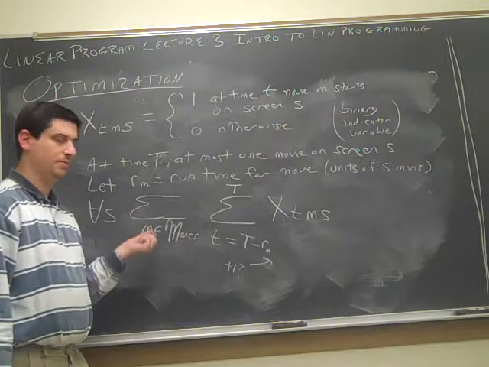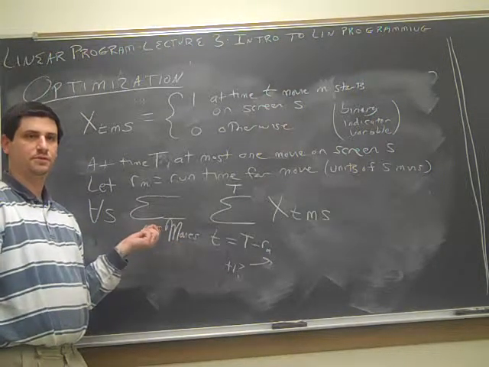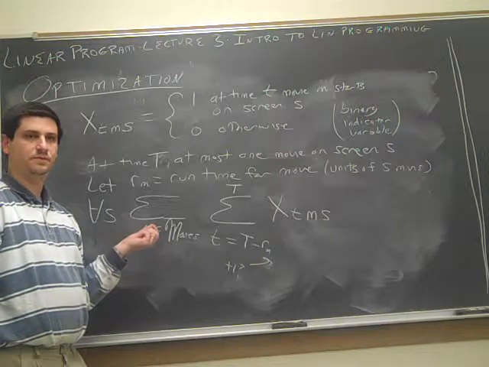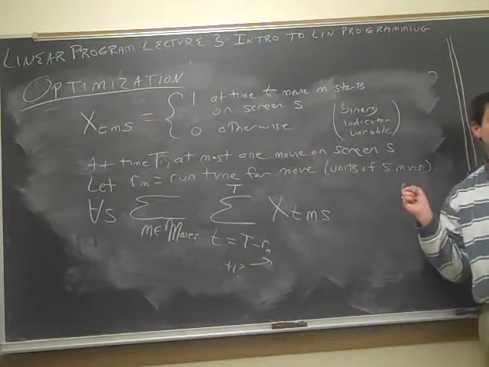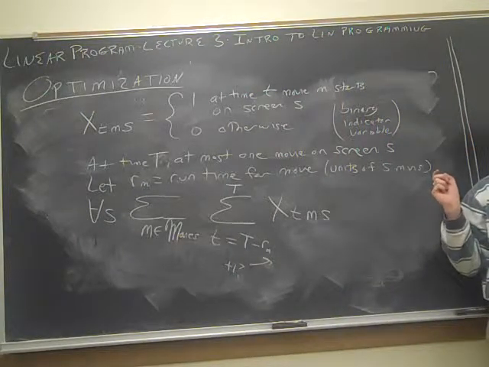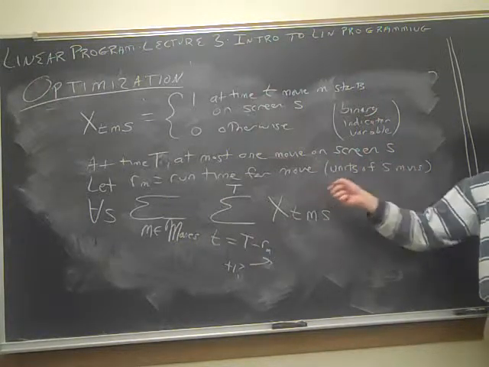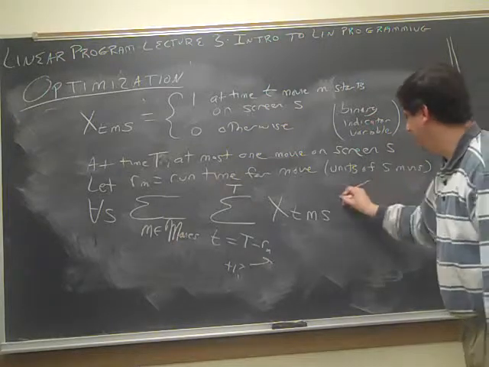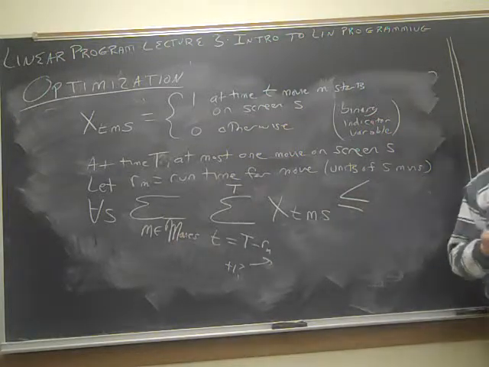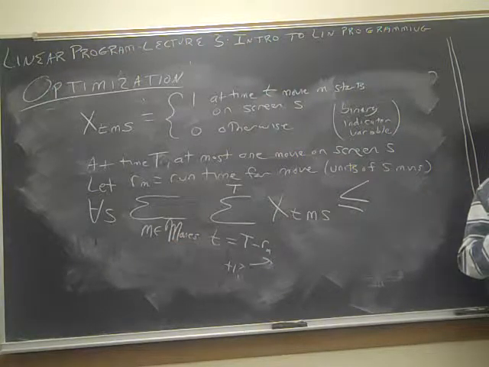What can you say about this sum? What's our constraint? Well, no. I mean, if it's zero, we're fine. So my constraint is, at most one movie is on screen S at a given time. So what can I say about this expression? Less than or equal to N? Not less than or equal to N. I want this sum to be something. What do I want this sum to be?